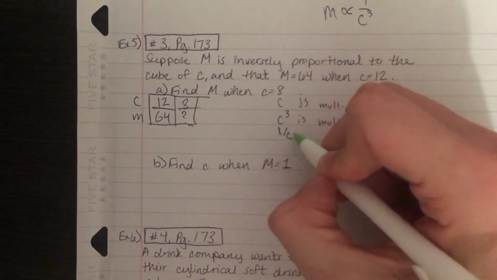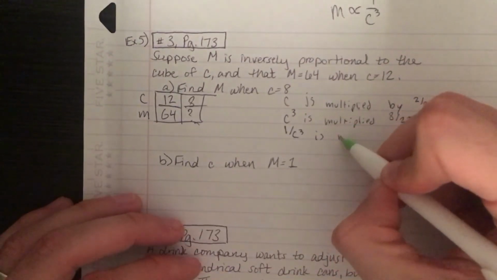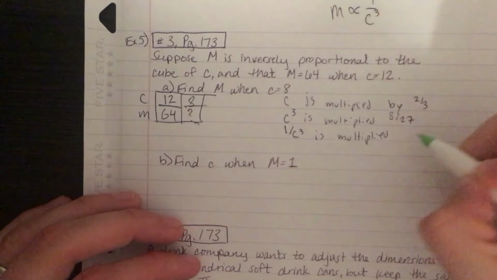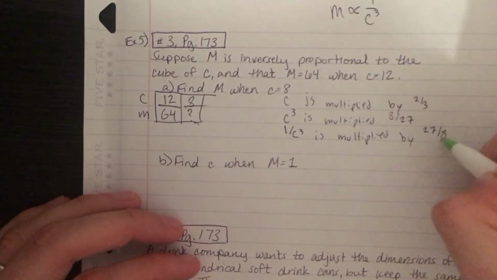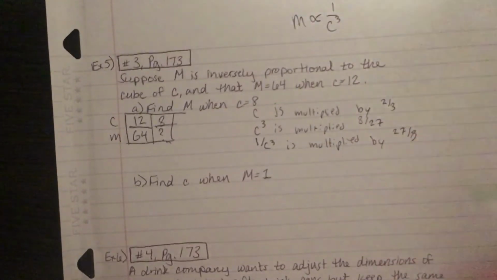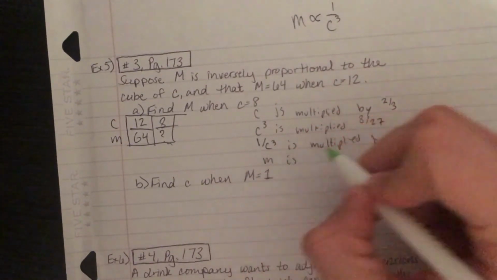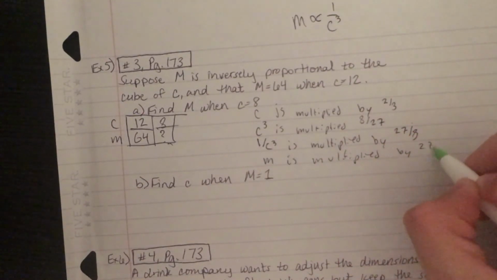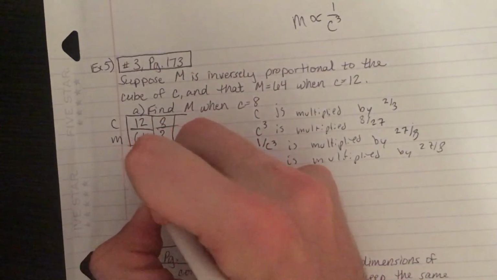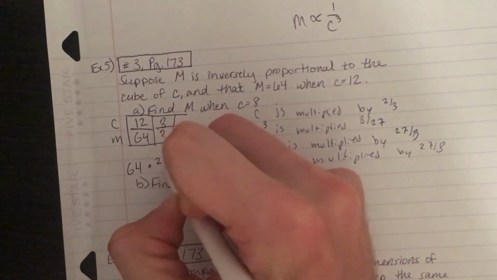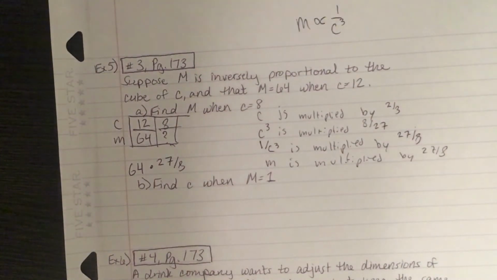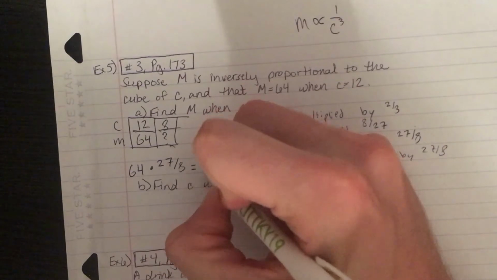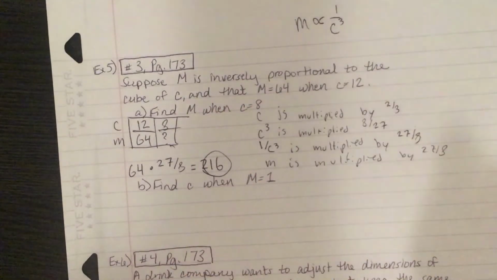Well, that means that 1 over c cubed, the inverse of that, is multiplied by 27 divided by 8, which means that that is what m is going to be multiplied by here, by 27 over 8. So to figure out this answer, we're going to say 64 times 27 over 8. So that's going to be 8 times 27, which is 216 for m there. That was a bad circle.